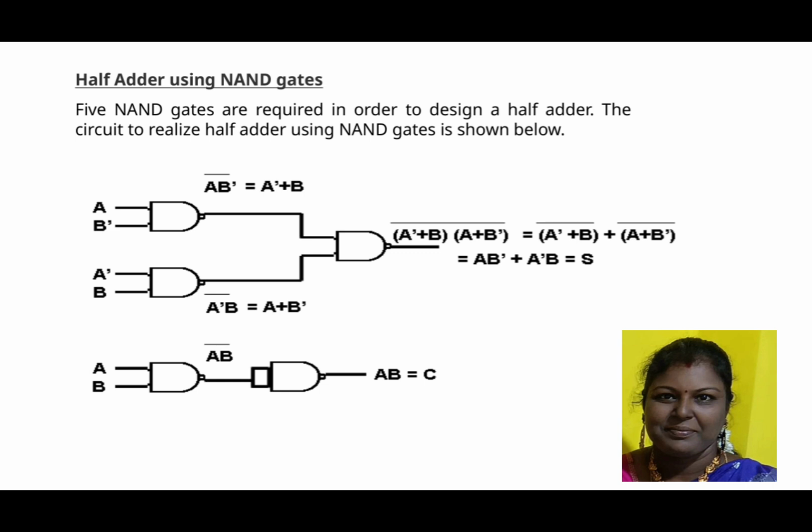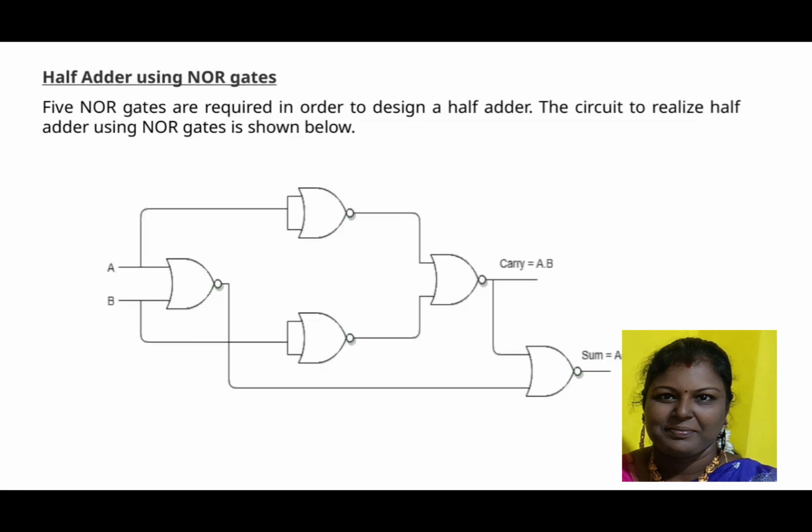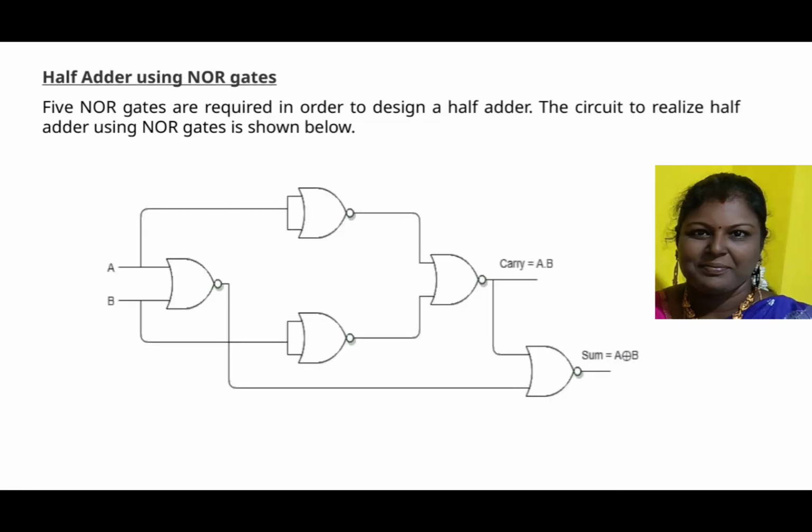Let's look at how to build a half adder using just NOR gates. You'll need 5 NOR gates to make this happen. This circuit shows how those gates connect to perform the addition of 2 single bits. It's a neat example of how a simple logic function can be created using only one type of gate, in this case, the versatile NOR gate.